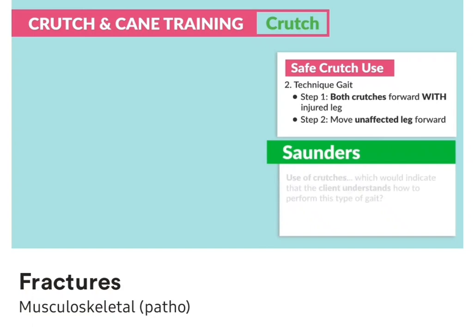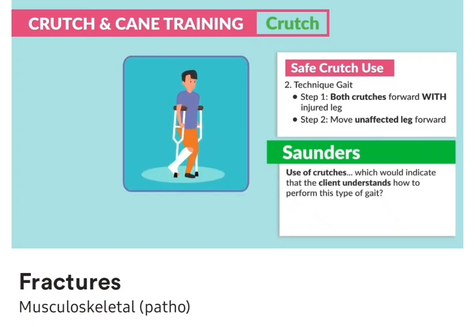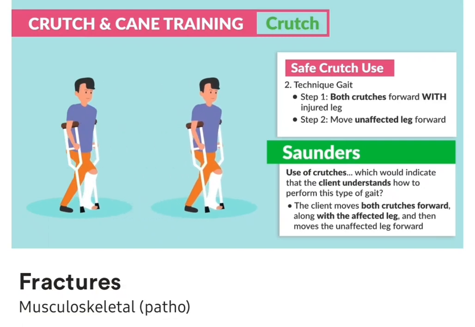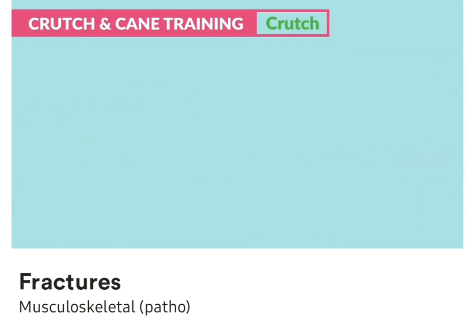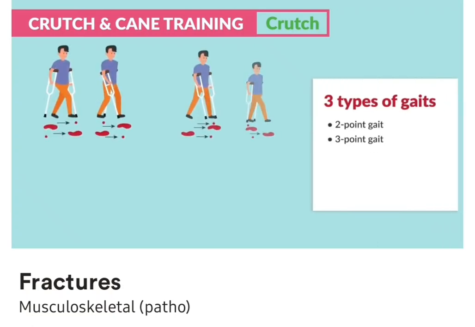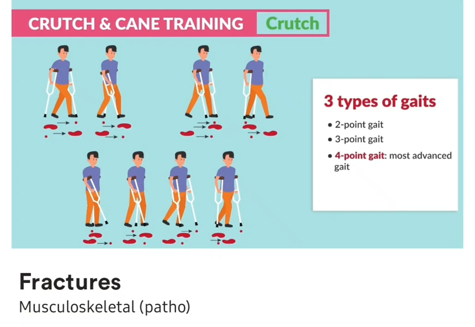So Saunders mentions, use of crutches, which would indicate that the client understands how to perform this type of gait. The client moves both crutches forward along with the affected leg, or that injured leg, and then moves the unaffected leg forward, or basically the strong leg last. Now a little side note here. There are 3 types of gaits. We have a 2-point gait, a 3-point gait, and a 4-point gait.